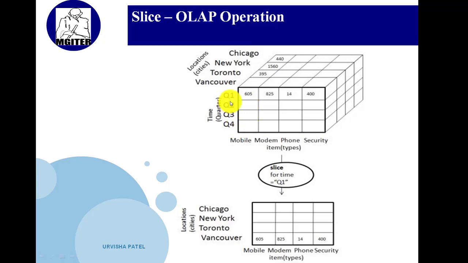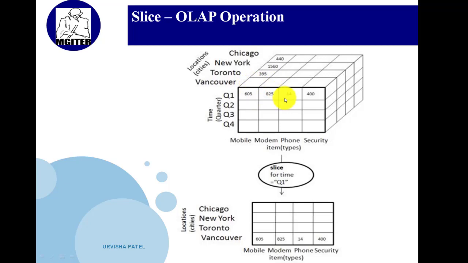So slice operation means here I am cutting the cube from this line. After cutting the cube, we can get one slice of the cube. Actually that is called slice operation. So here we have only two dimensions, cities and item types. Item types are mobile, modem, phone and security. These four are item types. And here I am taking locations Chicago, New York, Toronto and Vancouver. This slice is for quarter 1. This is called slice operation. And here I am writing the data. 605 is already available here.